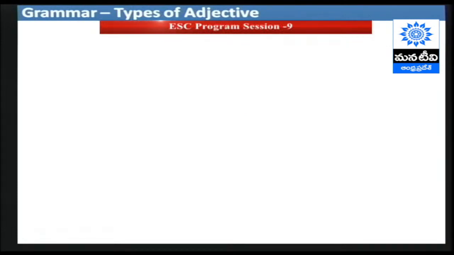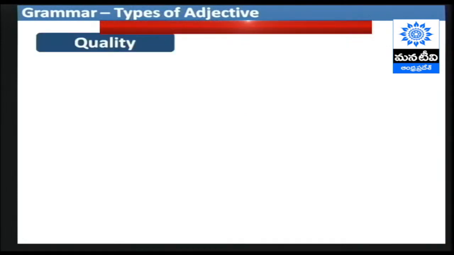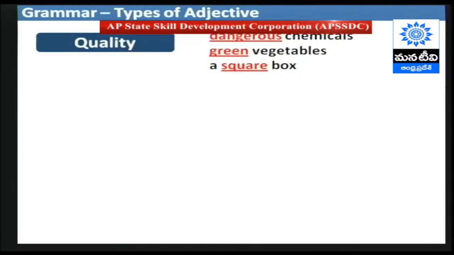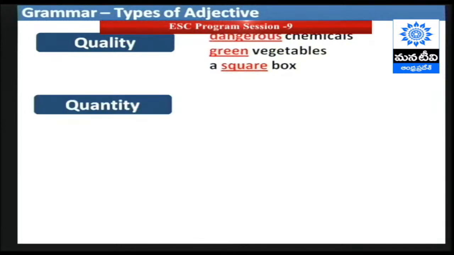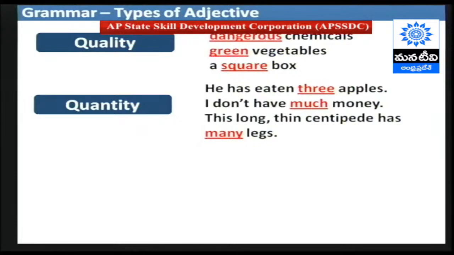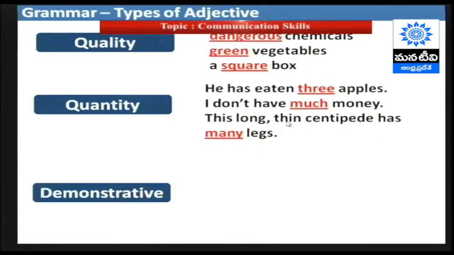Now there are different types of adjective which you need to know. Something that adds quality, for example, dangerous chemicals, green vegetables, a square box. Quantity as well. So not just quality but also quantity. He has eaten 3 apples. I don't have much money. This long, thin centipede has many legs. So long, thin is also an adjective here.